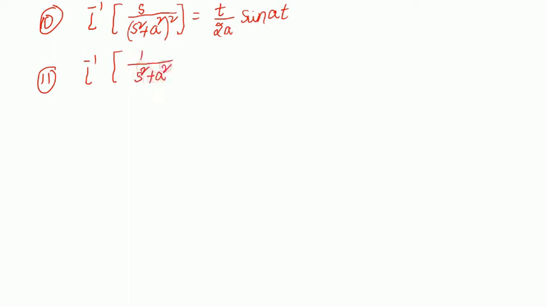We know the formula of this one, what is that? Sin at by a. But if you have 1 by (s square plus a square) whole square, then this is equal to 1 by 2a cubed into (sin at minus at cos at).